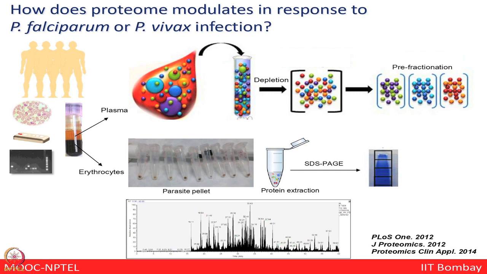Let's say one question we try to address is: how does the proteome modulate in response to Plasmodium falciparum or vivax infection? To do that, we looked at the patient's blood sample, at the plasma as well as the erythrocytes. The plasma proteome shows the host responses, and the erythrocytes show which parasite proteins one could detect directly from the clinical isolates.